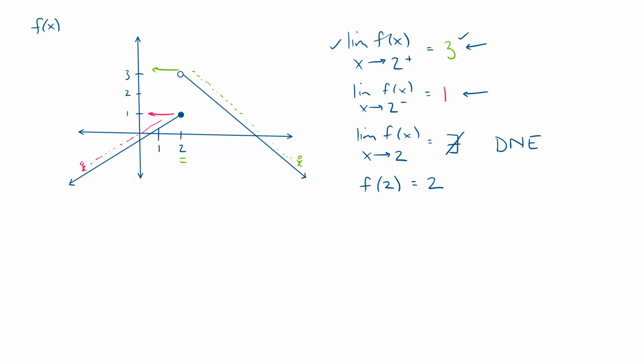Same second question, what's the limit of the function as x approaches 2 from the left? Same answer. It is still 1. Therefore, what's the limit of the function as x approaches 2? It still does not exist, but same question here. What is f of 2? We can look and see that f of 2 is 1.